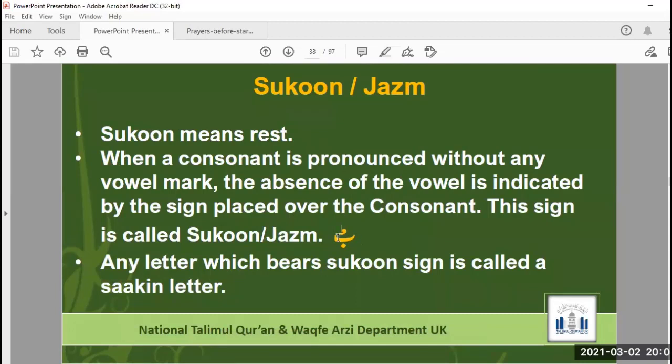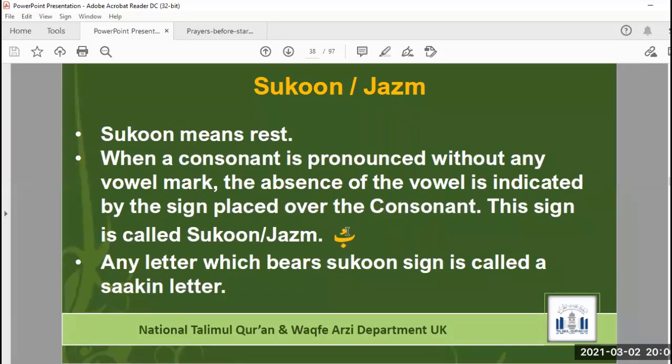So is this ba a sakin letter or not? Hello, Talha. Is this ba a sakin letter or not? No. Why? Look, this ba is carrying a sukun sign, so it is a sakin letter. That's what you read: any letter which bears sukun sign is called a sakin letter.